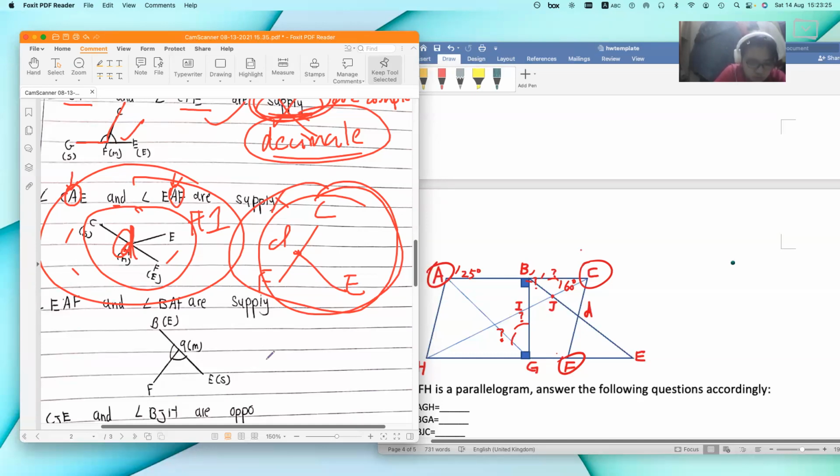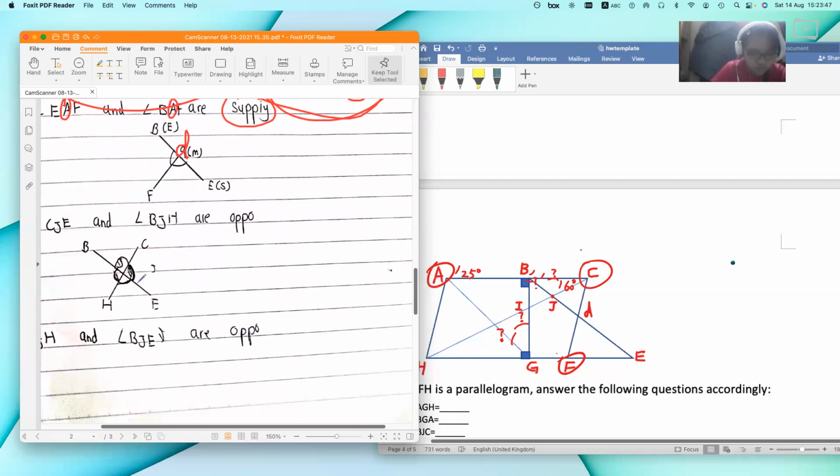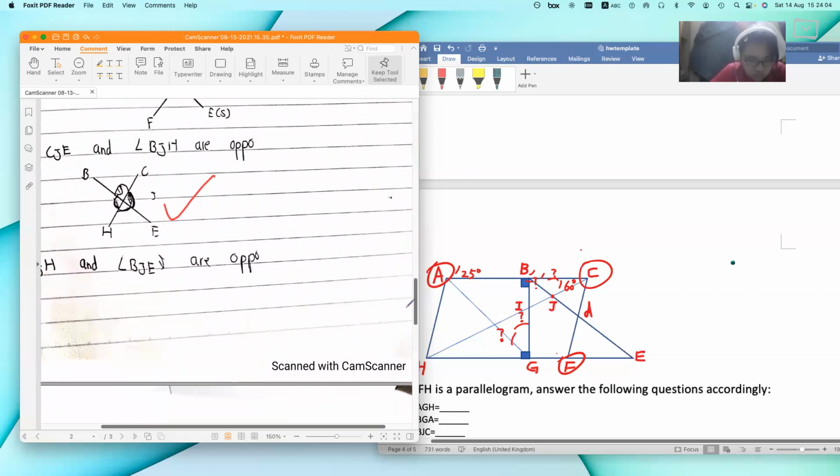Okay, next. Once again, this is D, B, D, B, D, E. So you go and create your own, like you anyhow write, and then you go again. You write A. And then supplementary, you go and write supply. Next. Opposite. This is opposite. So let me see which one. C, J, D, and then what? H, J, E. Let me see. You are using what? BJE. Where's BJE? BJE is opposite.